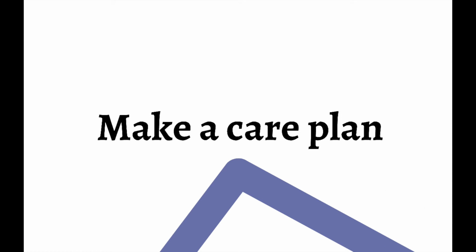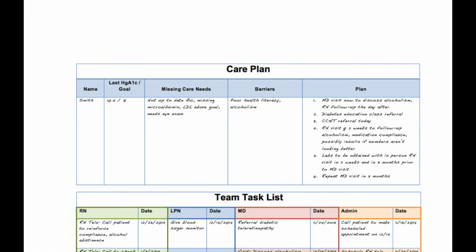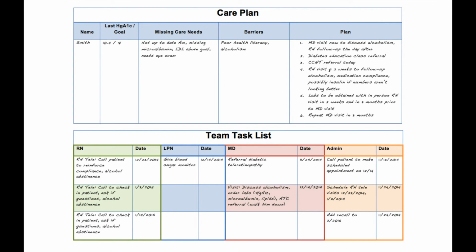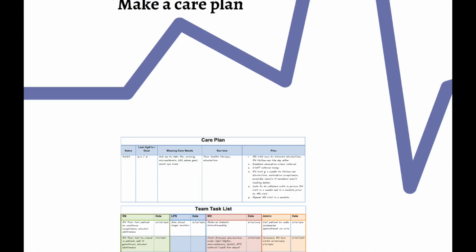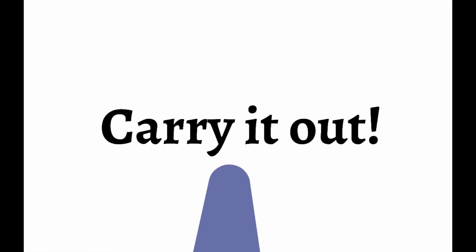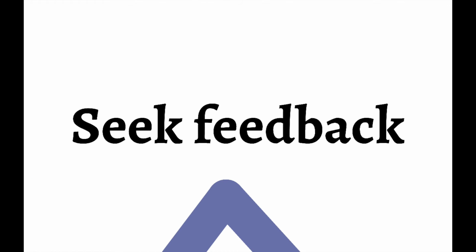You can then make a care plan for individual patients. Here's an example, where you identify care needs, barriers, and formulate a stepwise plan to address those care needs. It may be also helpful to use a table, pictured on the bottom, to help you organize tasks for your healthcare team. You can now carry it out. This is a great time to use your care team. Remember, you're not alone. You should also seek feedback on your care plan.